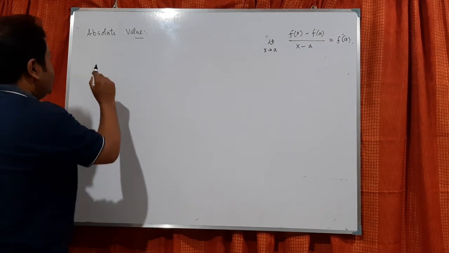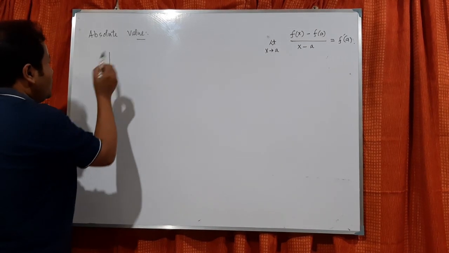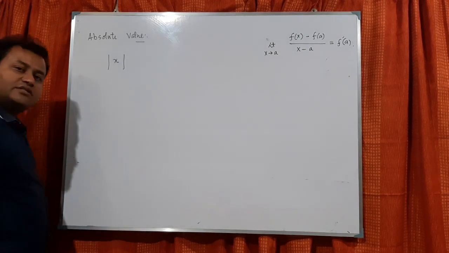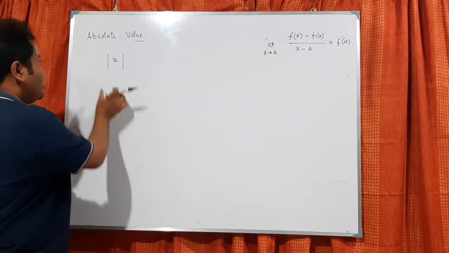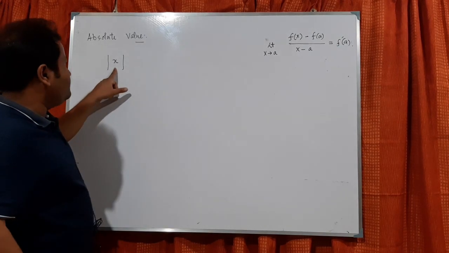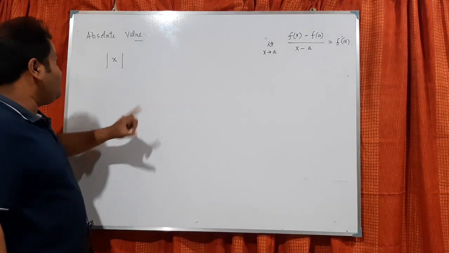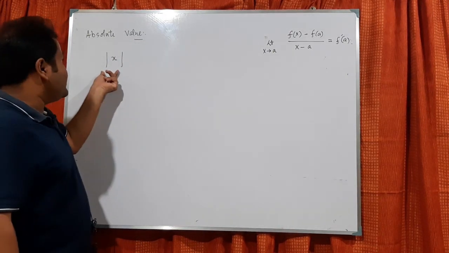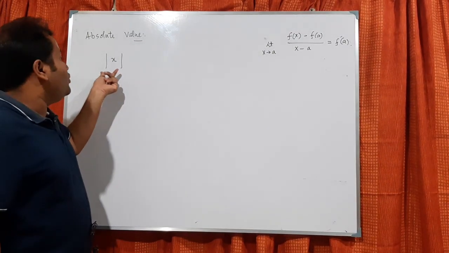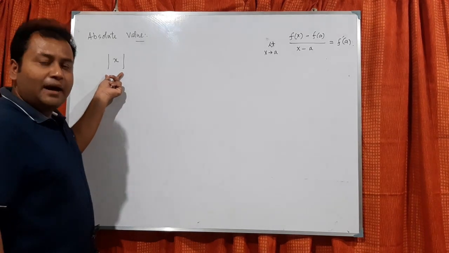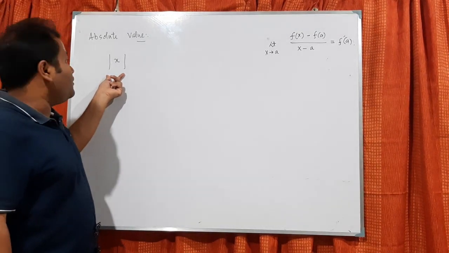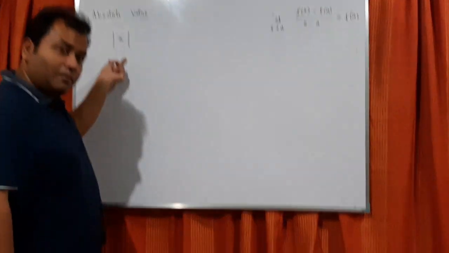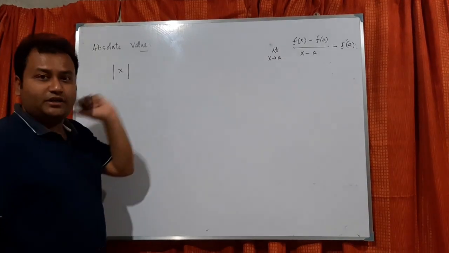So it is generally denoted like this: mod of x. We are familiar with this symbol. What is the meaning of mod of x? If you give 5, it will give you 5. If you give minus 5, it will again give you 5. That is, this is like a machine which will make every number positive. So if you give some positive number, it will be positive. If you give some negative number, then also it will produce the positive value.